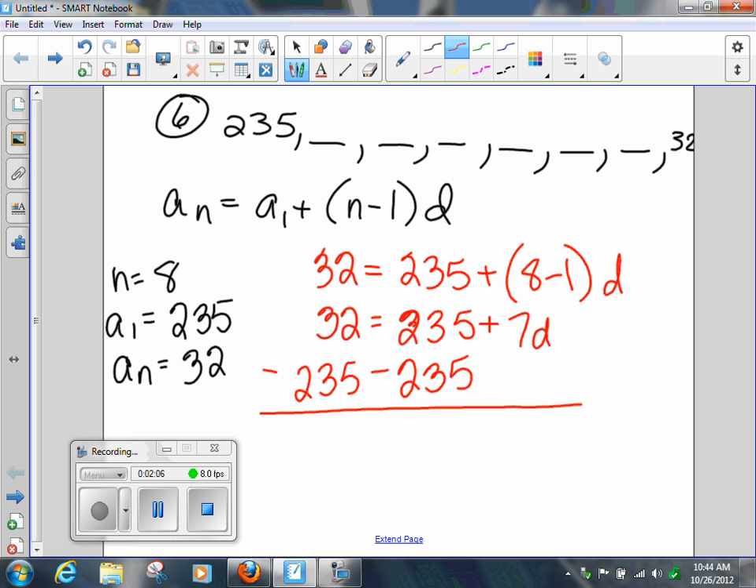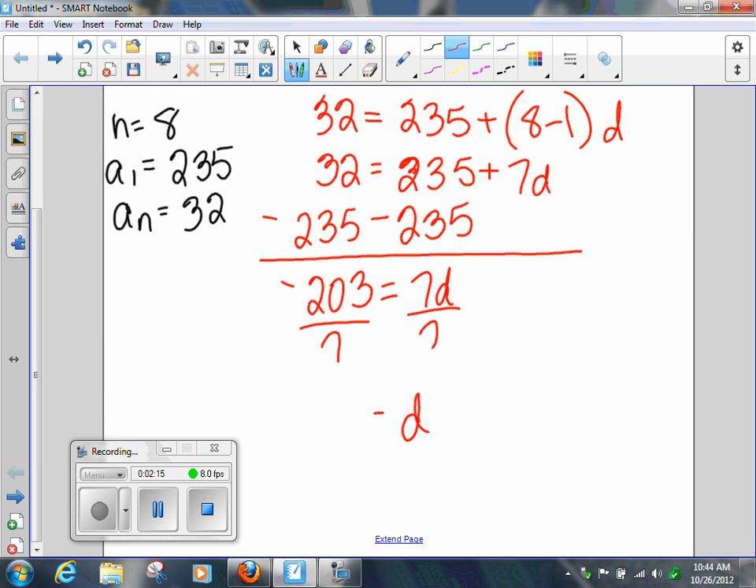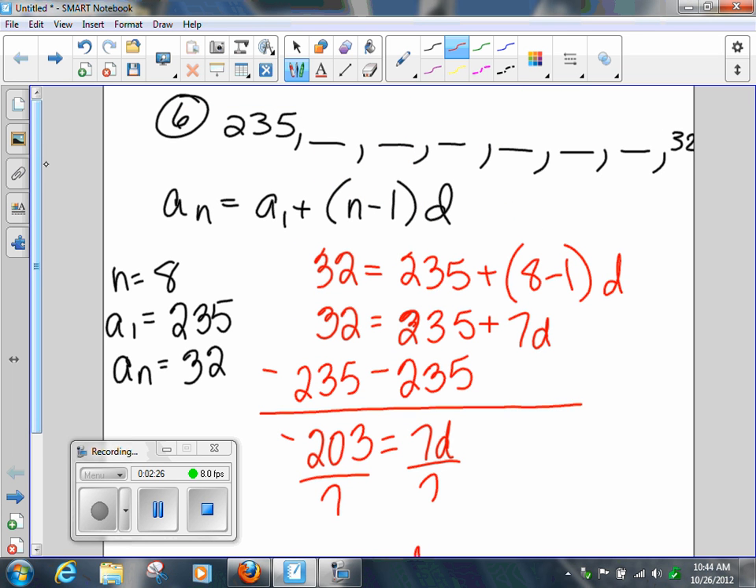32 minus 235 is negative 203. And when I divide that by 7, folks, I get negative 29. Will you agree with that? Yep. What am I going to do with this negative 29? If it's the difference, then what do I do to fill in the blanks? I subtract or add negative 29.